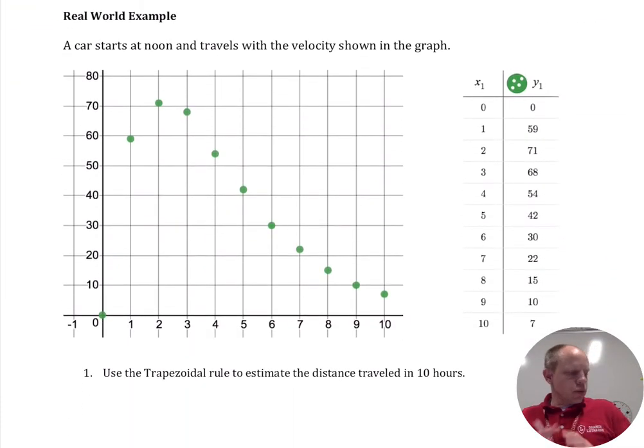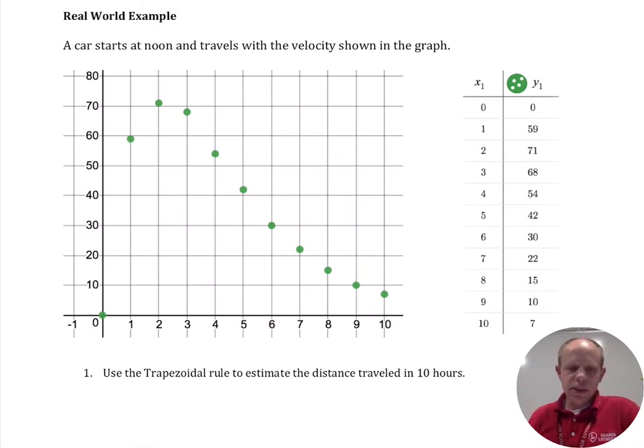Now, where this numerical integration really shines is in these real-world examples. And so here we have a car. It starts driving at noon, and then it takes its velocity every hour for the next 10 hours. This velocity can go up and down, and we don't know exactly what's going on at all the points, but we do have some of these points here. And if we want to find out how far it travels, we integrate this rate, or find the area under this curve, and we're going to figure out how far it traveled.